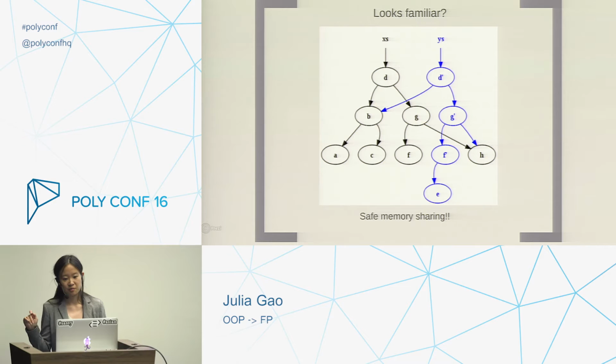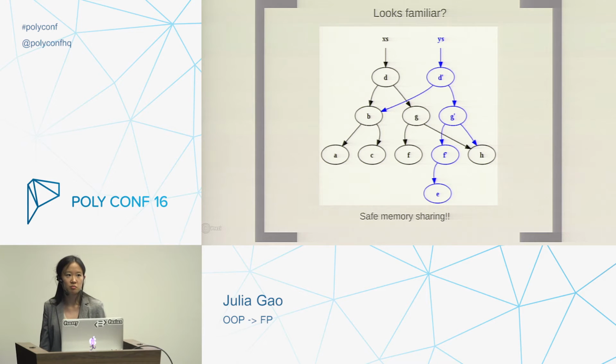So in this case, we have the E node, and then we're copying over the parent F to F prime, and then similarly, we have the G, and then we have the D, and that's the root node. And then everything else we're actually sharing with the old data.